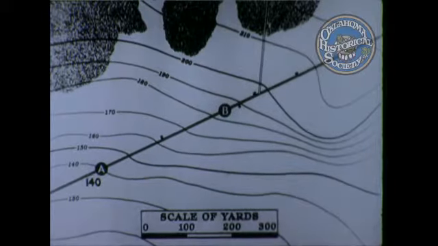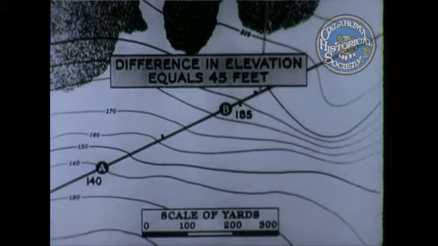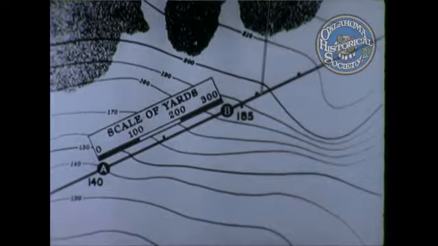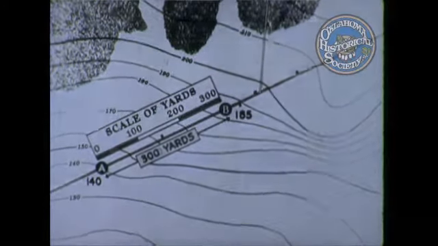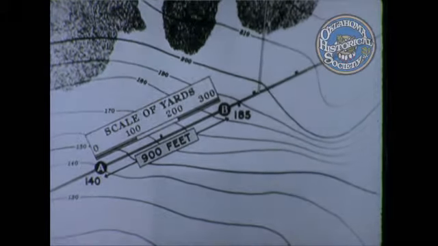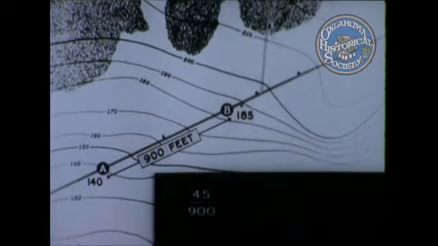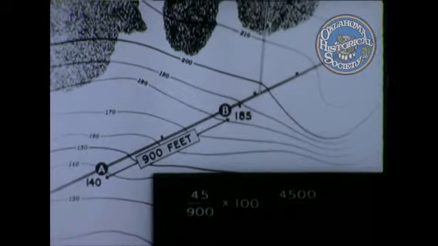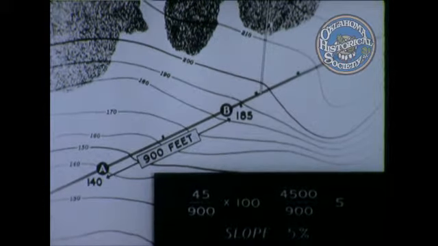The elevation at A is 140 feet. At B, it is 185 feet. The difference in elevation is therefore 45 feet. Now apply the scale of the map to the distance from A to B. The horizontal distance between these 2 points is 300 yards, or 900 feet. To obtain the percent slope, divide the difference in elevation, 45, by the horizontal distance, 900, and multiply by 100. 4,500 divided by 900 is 5. The slope is therefore a 5% slope.